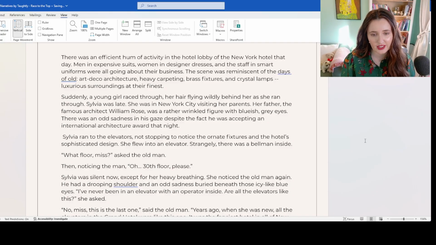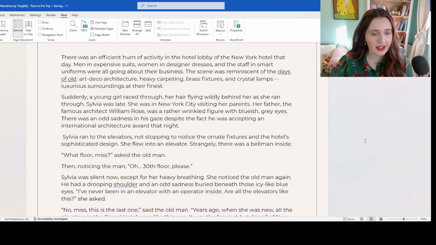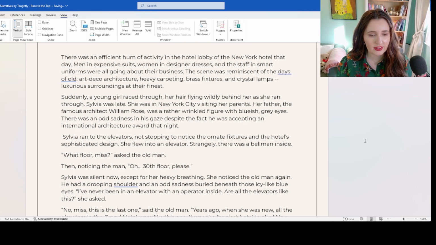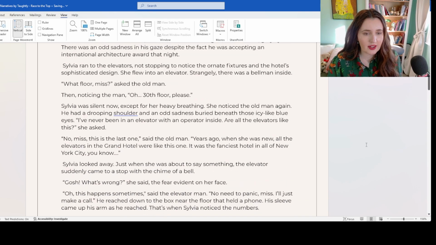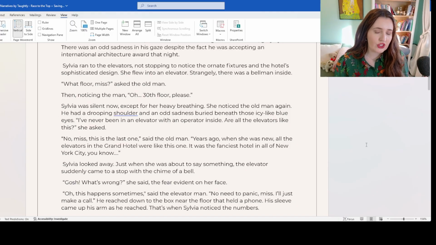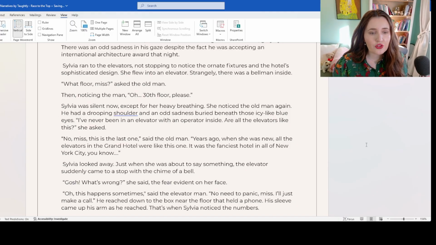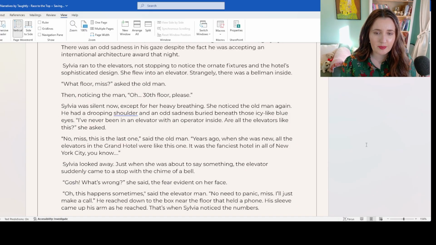She flew into an elevator. Strangely, there was a bellman inside. "What floor, miss?" asked the old man. Then, noticing the man, "Oh, 30th floor, please." Sylvia was silent now, except for her heavy breathing. She noticed the old man again. He had a drooping shoulder and an odd sadness buried beneath those icy-like blue eyes.